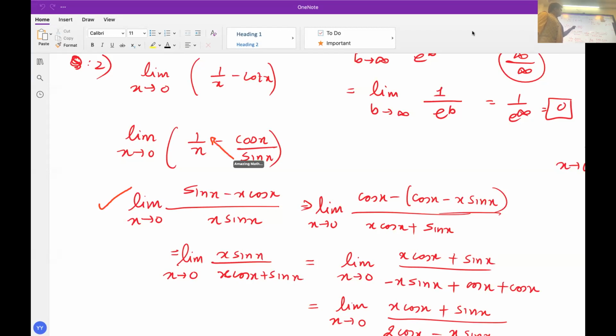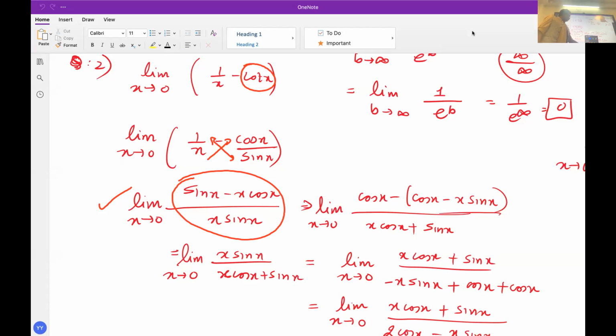Since we know cot x can be written as cos x upon sin x, we can just take the LCM here and we get this part. Now if I put in 0, what we get is sin 0 minus 0 times cos 0. So sin 0 is 0, minus 0, which is also 0, upon 0 times 0. So it is of the format 0 by 0.